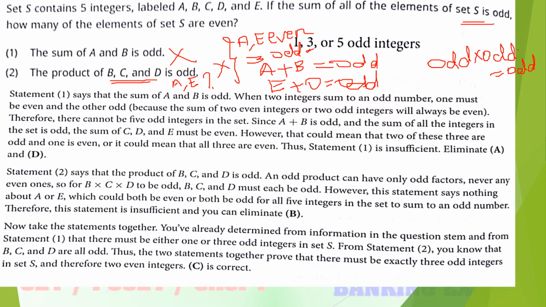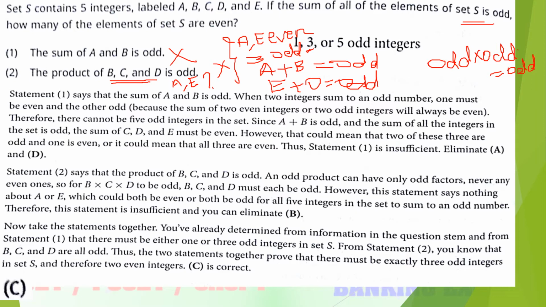Why? Because A is already even, that is already decided, and the final answer should be odd only. If you want the final answer to be odd, then either 1, 3, or 5 odd numbers must be in the set. So 3 is already decided and 1 even is there, then the remaining 1 is even only, then only you will get the final answer odd. So option C is correct.